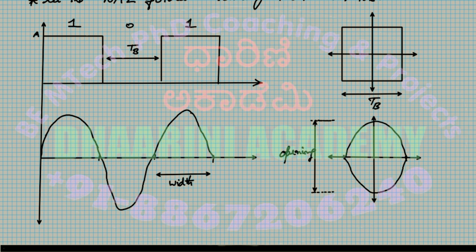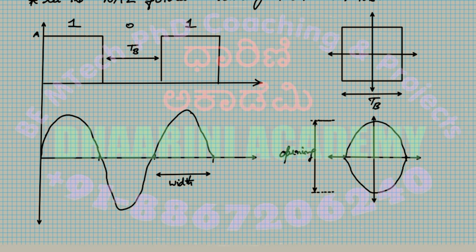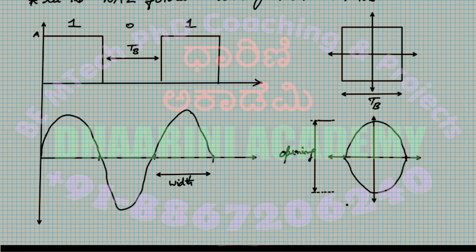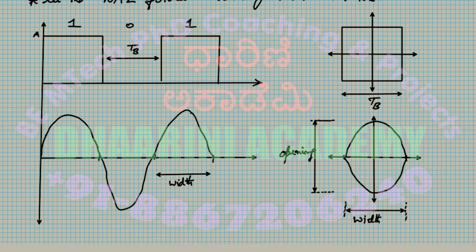Again, very similarly, we can also plot something like this. Since it was the width which we were measuring earlier, the same name is given here: the width of the eye. So in general, whenever you try to plot an eye diagram, this is what you are going to get.